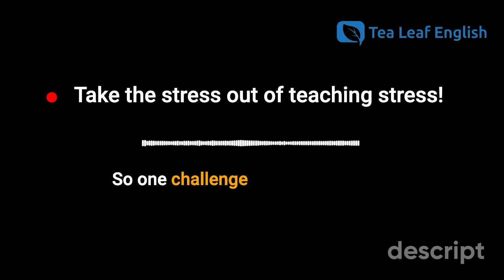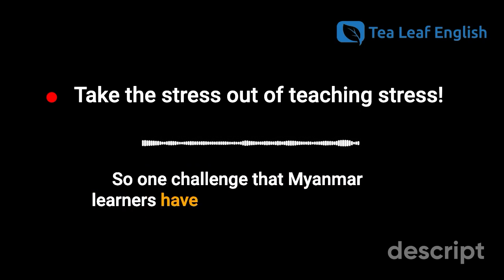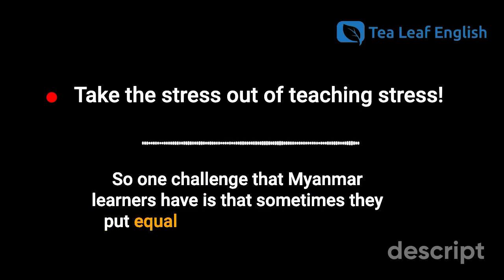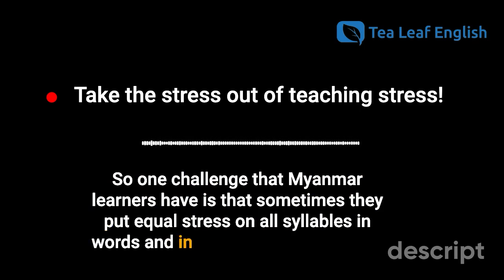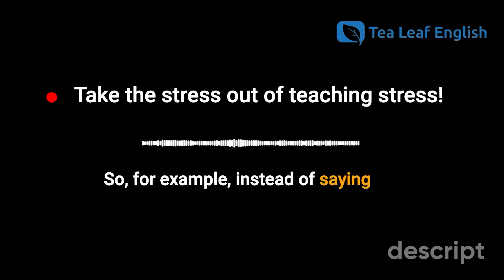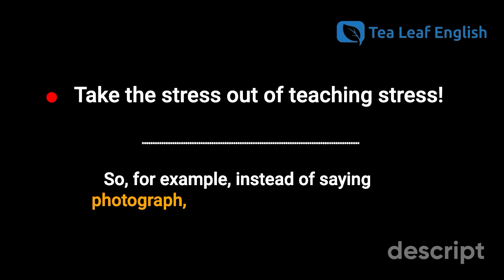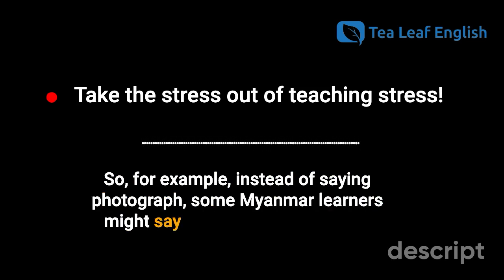So one challenge that Myanmar learners have is that sometimes they put equal stress on all syllables in words and in all words in a sentence. So for example, instead of saying photograph, some Myanmar learners might say photograph.